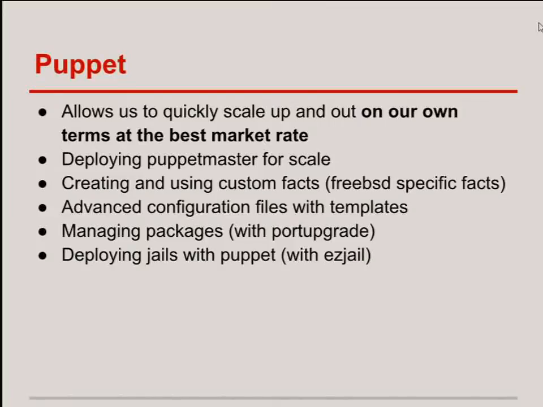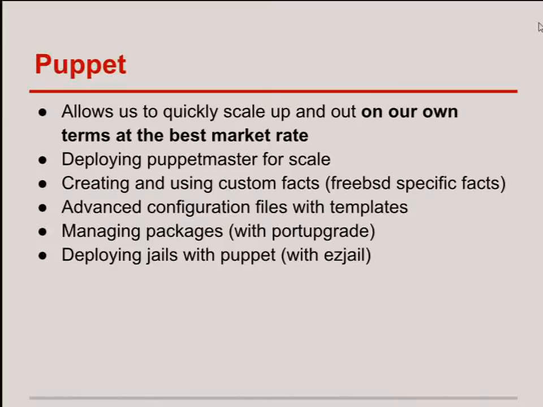So why we use Puppet is it basically allows us to quickly scale up and scale out on our own. Basically, we can rent another server somewhere. Usually, it gets set up in a couple of hours. Then we throw Puppet on it, and it pulls down our entire infrastructure and sets it up, and the box is in production. So to do that, we had to basically deploy Puppet Master at scale. If you just install Puppet from the ports tree, it won't scale. And so the next couple of slides will walk through what we had to do to make that work.